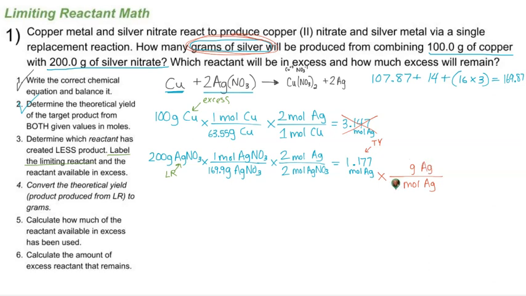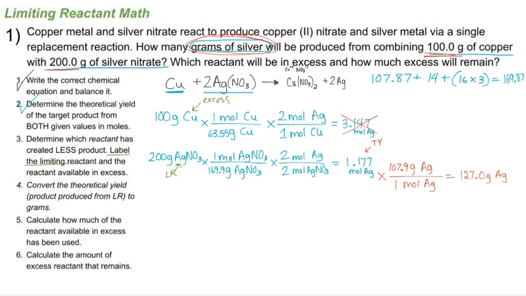So one more step here, moles of silver to grams of silver. And I know that 1 mole of silver, based on my periodic table, is 107.9 grams. So 1.177 times 107.9 gives me 127.0 grams of silver. And let's just check our significant figures here. Yes, I did already round that to 4, which matches what's in the problem, because all of our values here have 4 significant figures.